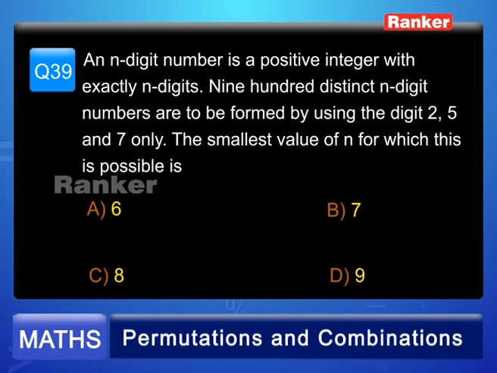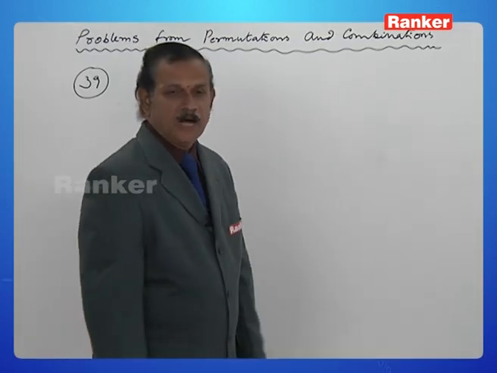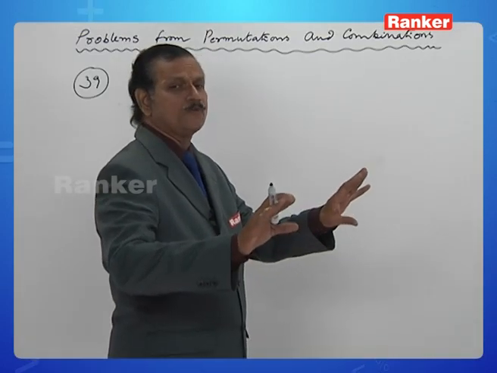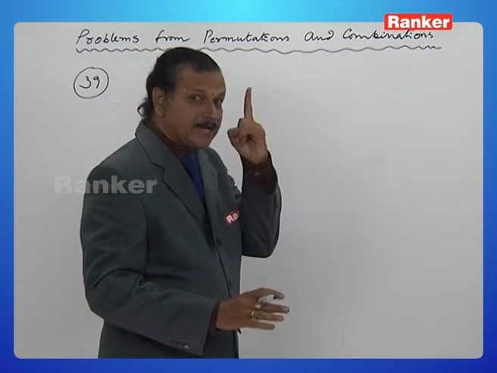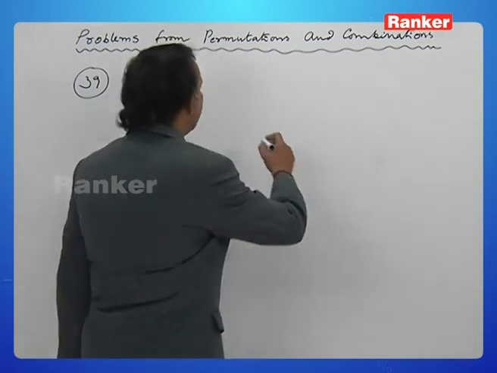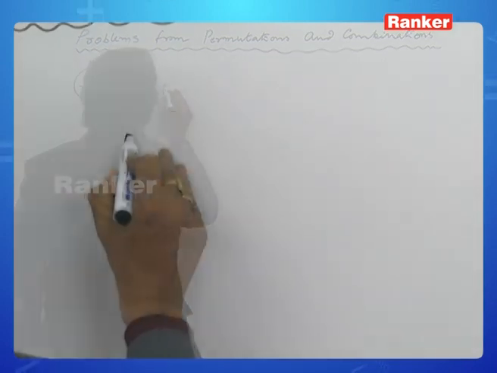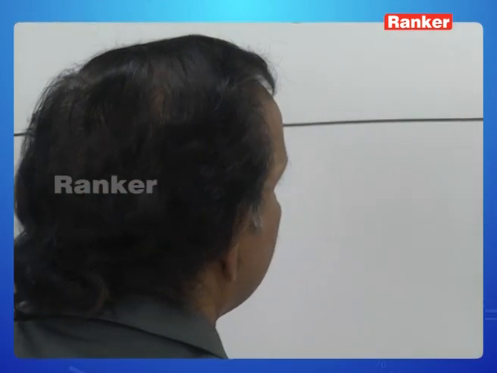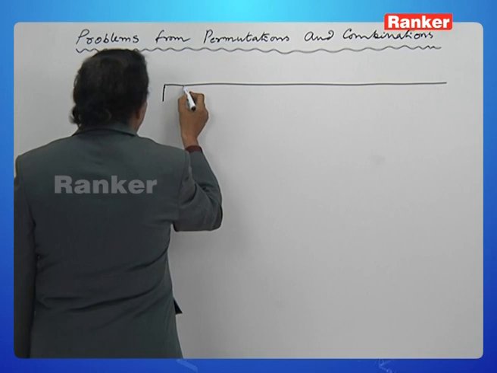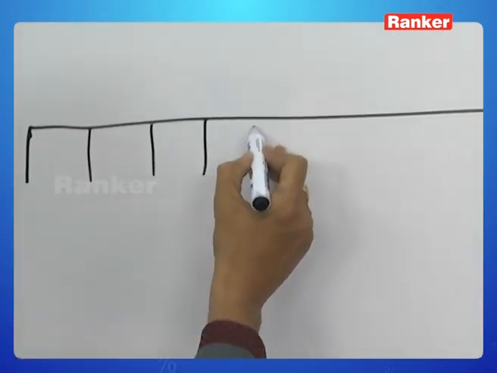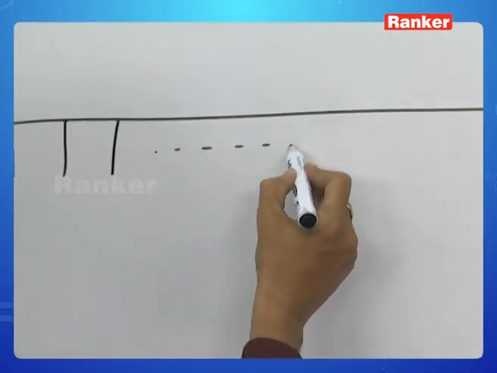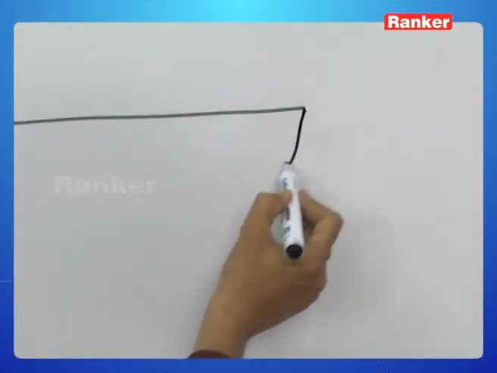Let us first of all understand the question very carefully. How many digit number do we require? N digit number we require. 1, 2, 3, 4, 5, 6, 7 and so on, n.